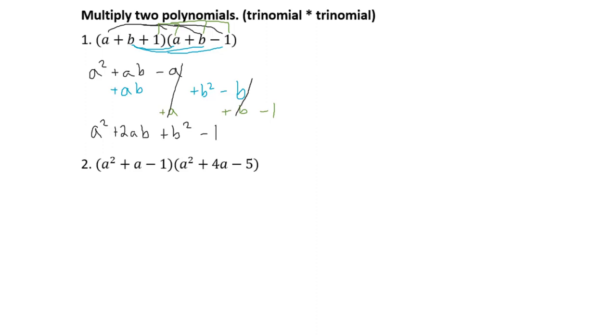All right, let's look at another one. Multiply by a squared here. And we're left with a to the fourth, a squared plus 4a, multiplied by the positive 4a gives us 4a to the third, minus 5a squared.